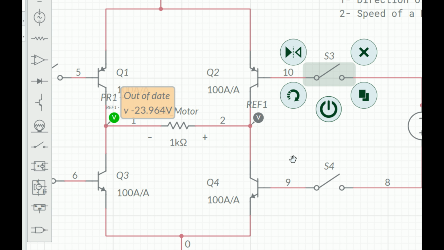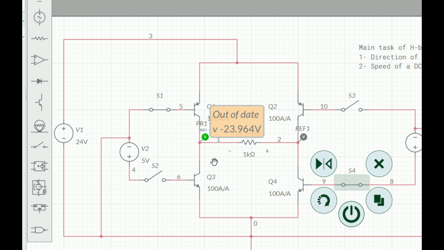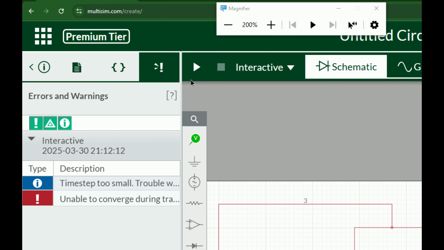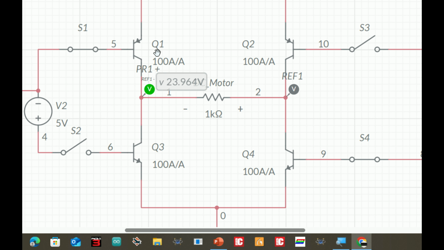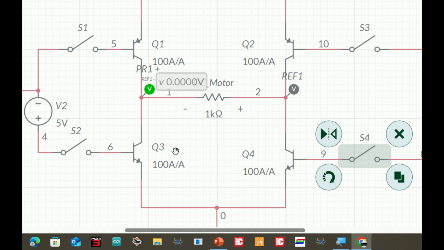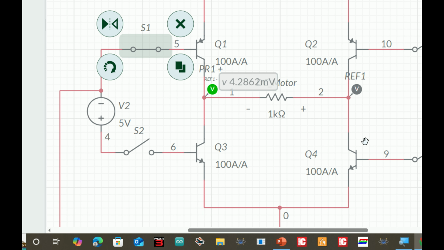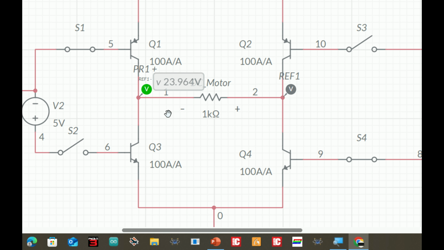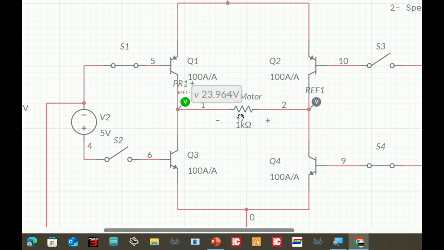Let's open this. Now I close S1 and S4. Now the motor is in the positive direction. Now we open S1 and S4 and I close S2 and S3. Now it's minus 23. Now again I do the same. Now it's 23. Now guys, this is how you control the direction using the transistors.